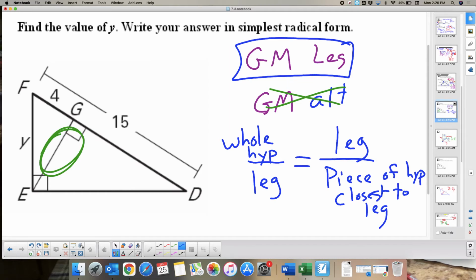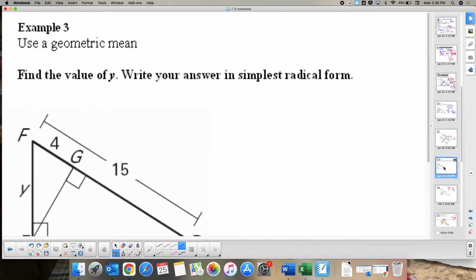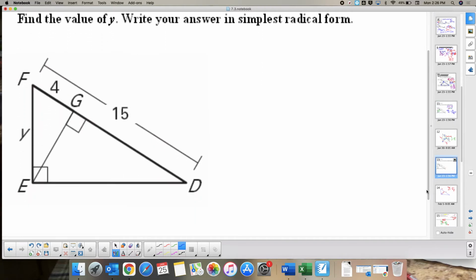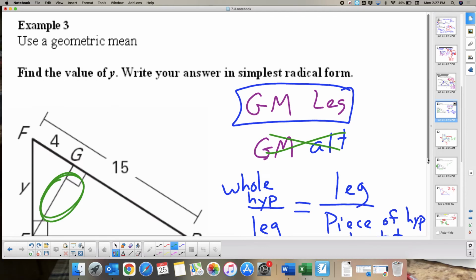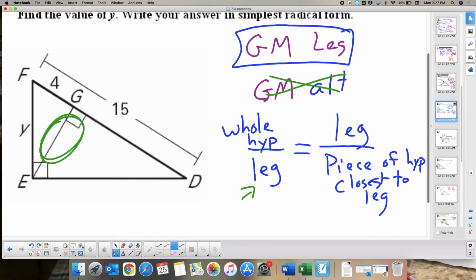So here's what we mean by that. When I look at my picture, we already said we have nothing on our altitude. Do we have something on one of the legs? One leg would have been here. The other leg is here. Well, right here I have a Y. So it is the Y that goes in twice. So it is the leg and the leg.